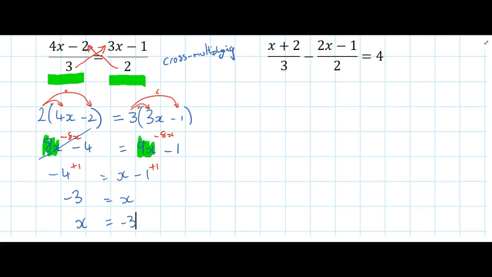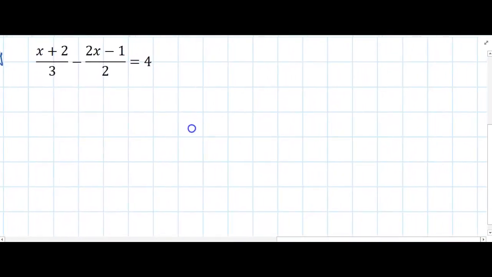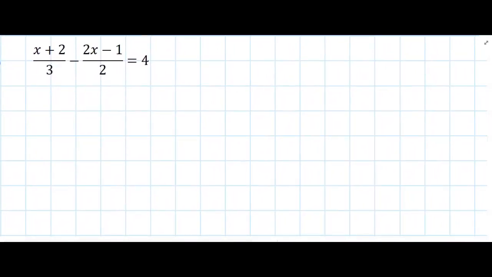Okay, so this last one here is the trickiest of a lot of them. We've got a fraction, take away a fraction equals a number, a constant. One of the things you hopefully remember is that fractions, of the same denominator or different denominator, cannot be added and subtracted together. So we've got to do something to those before we even start trying to solve it. And what we do is we make them into equivalent fractions with the same denominator.